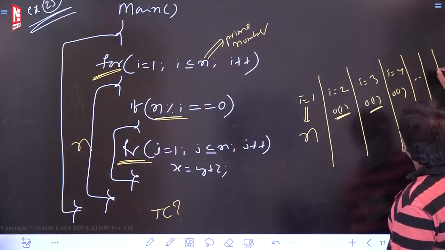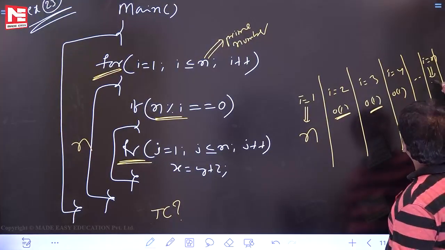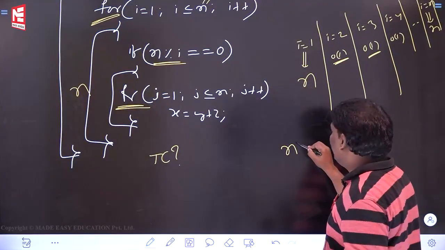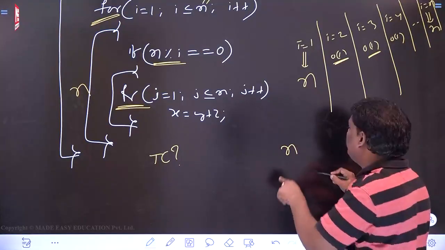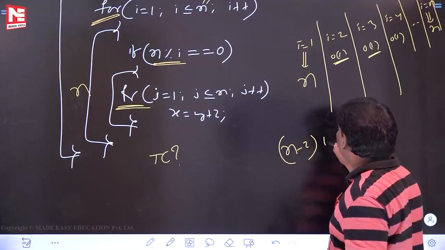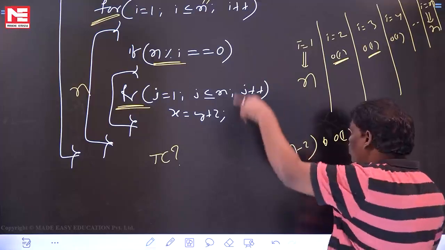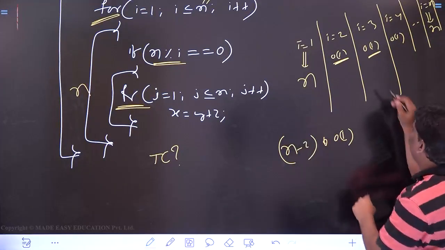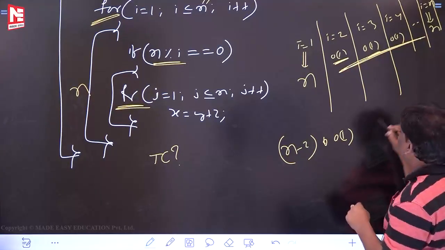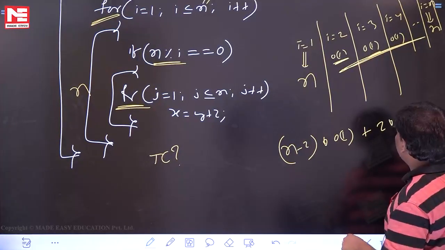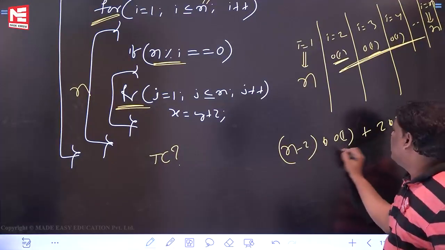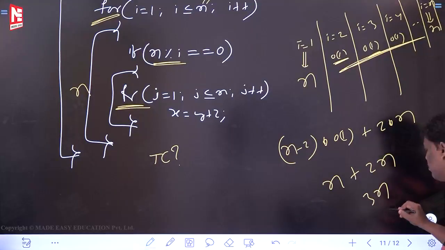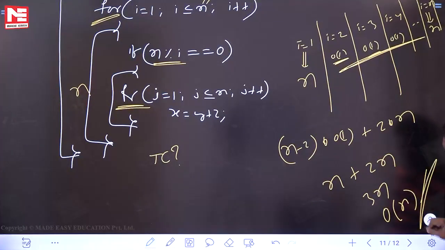Lastly, can you say what is the answer? When i is equal to n, this condition is true, so n. Now, how many times is the loop going on? n times the outer loop is going on. Out of those n times, n minus 2 times is constant. Next, 2 times is n, so 2 times n. Finally, forget about small constants: it will become n plus 2n, totally approximately 3n. The answer is big O of n.